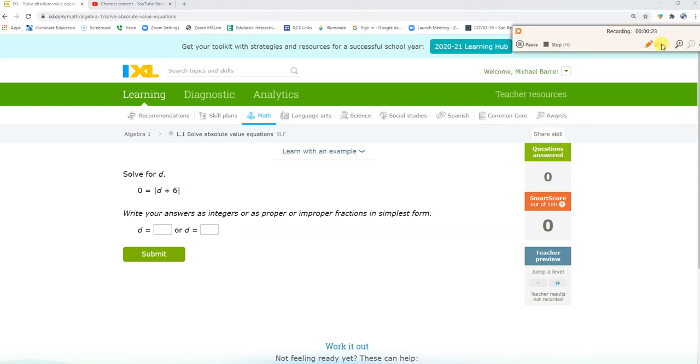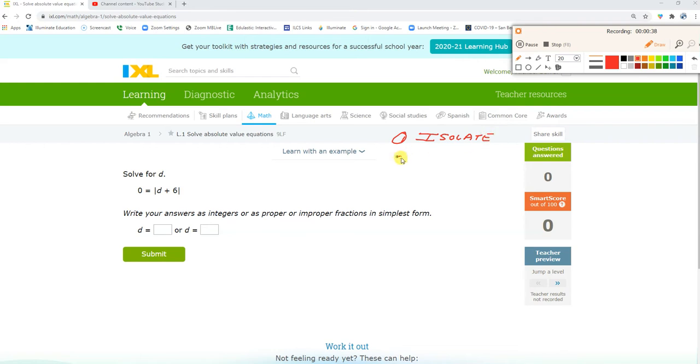Here's kind of the notes for this. So step 1, isolate. And then step 2, split, flip, negative. So isolate, split, flip, negative.